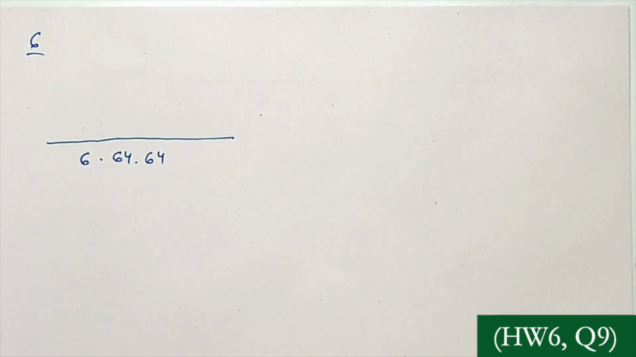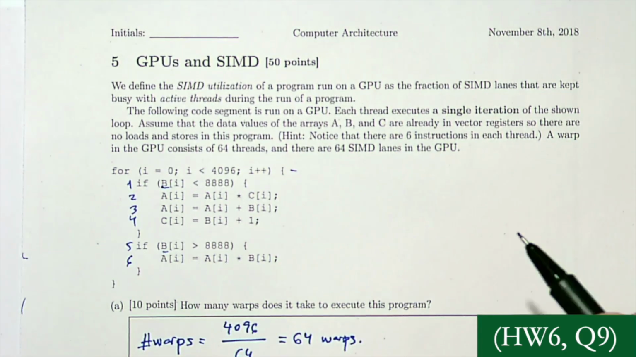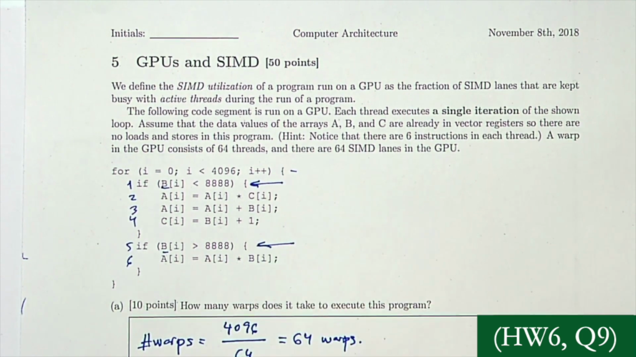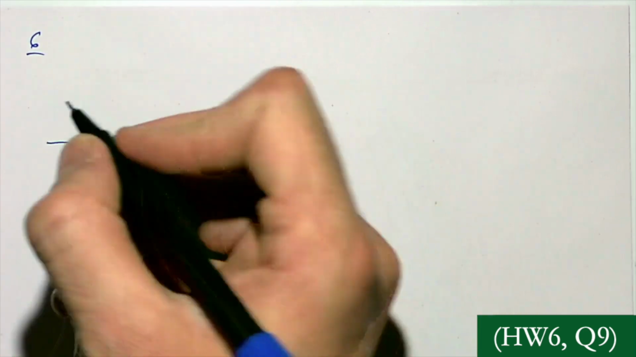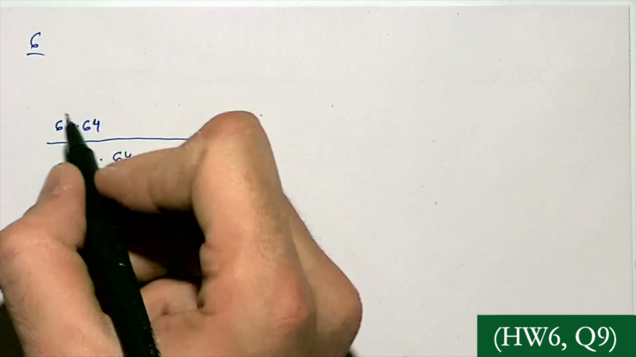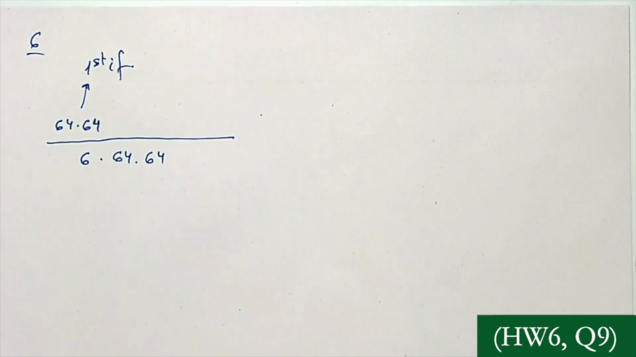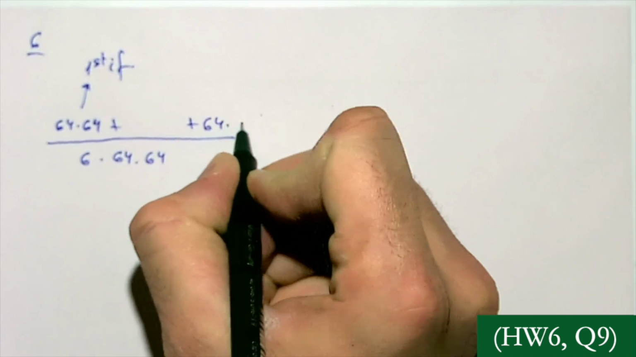And there are some instructions, as you can see here, that are always executed by every thread, in particular this one and this one. Why is that? Because we have to evaluate the if statement, right? So this is something that I can already include in the numerator. I know that all the threads of all the warps are going to execute the first if, and the second if.